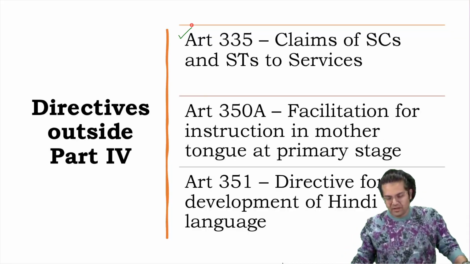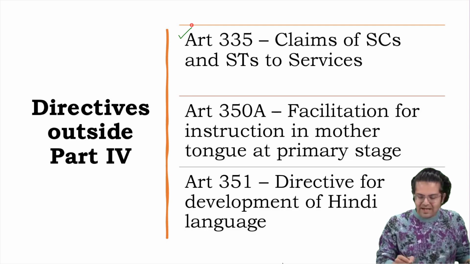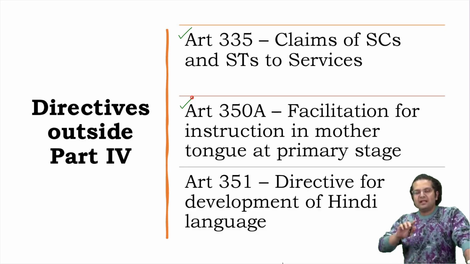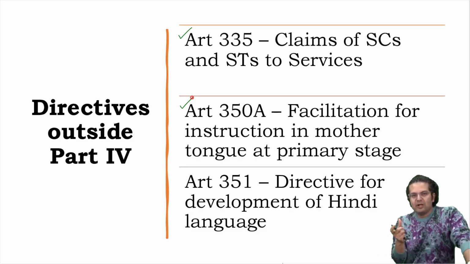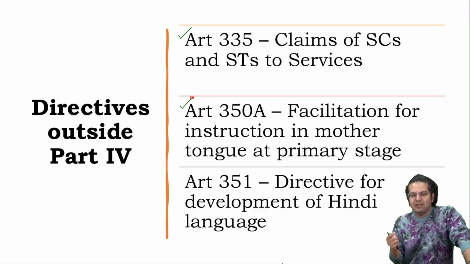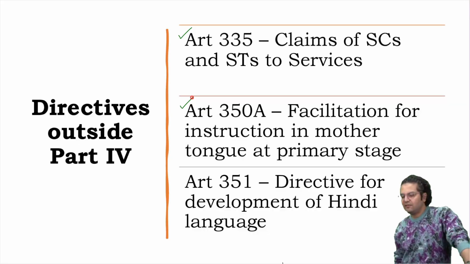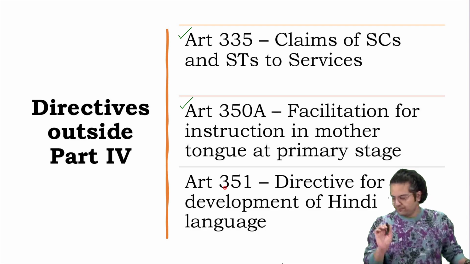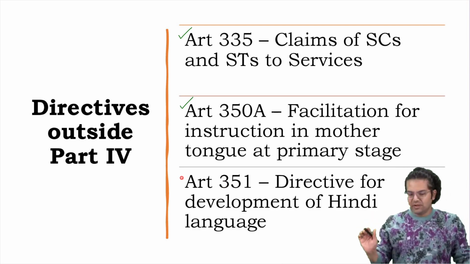That's there. Then 350A, I had explained this also earlier under Centre-State relations. And what is that? That if in a state there are some people of a linguistic minority community, those linguistic minority community people need to be taught in their what? Mother tongue up till the primary stage of education. That is Article 350 capital A. And 351, we'll look at this today only shortly. Okay, done. DPSPs are over.